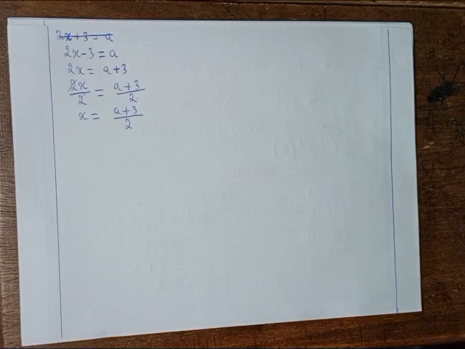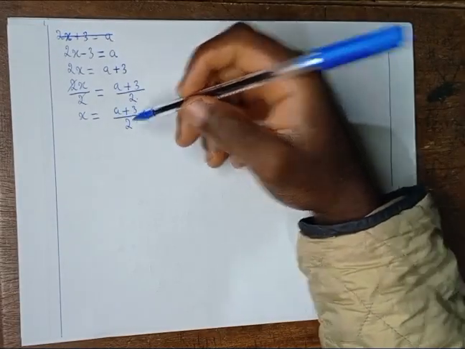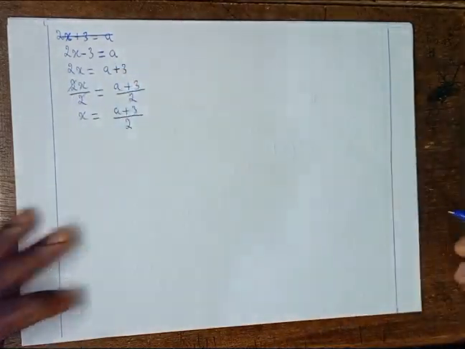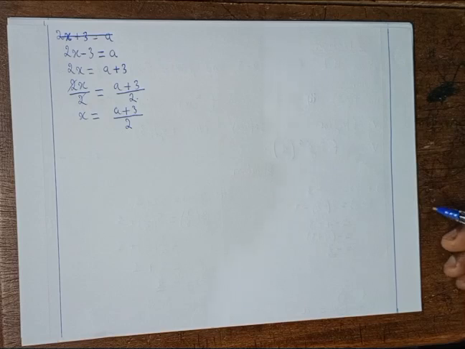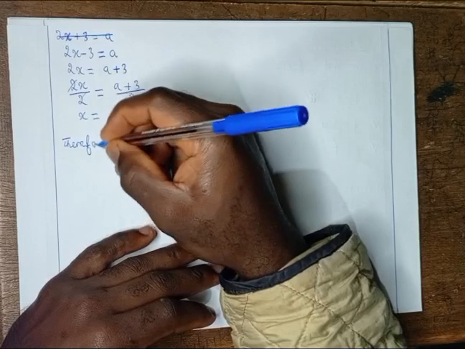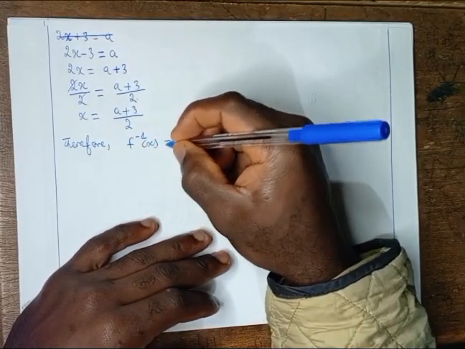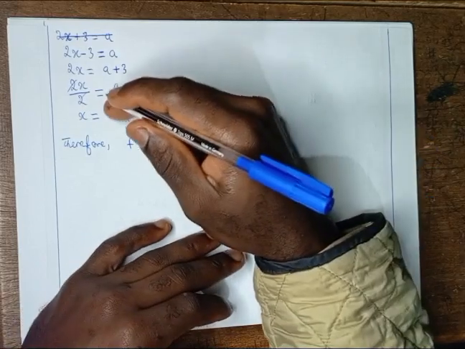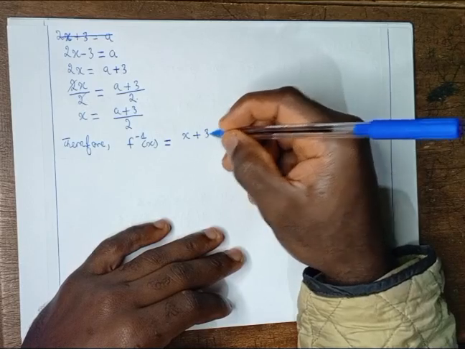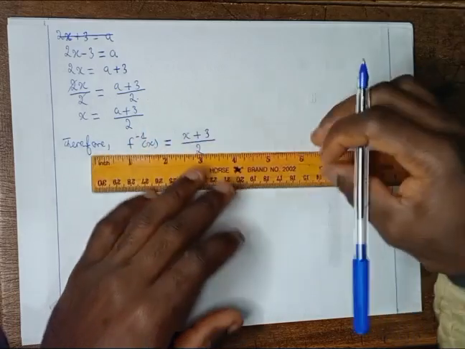Now, for us to get our inverse function, we are simply going to replace the variable a with x. Then our x here now will become the inverse function f inverse of x. So we are going to write, therefore, f inverse of x is simply equal to x plus 3 all over 2. So this is our inverse function.